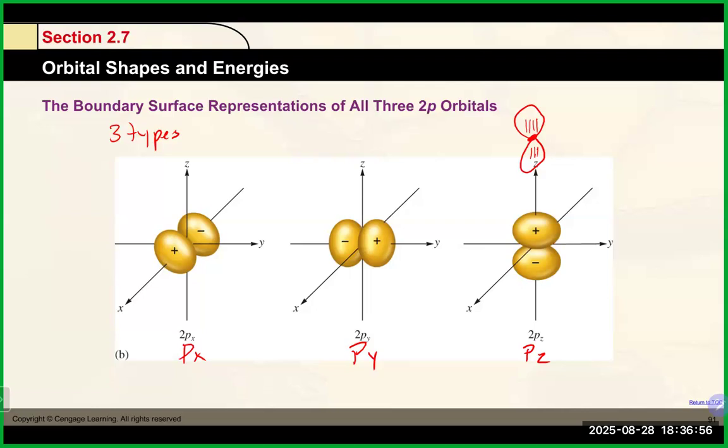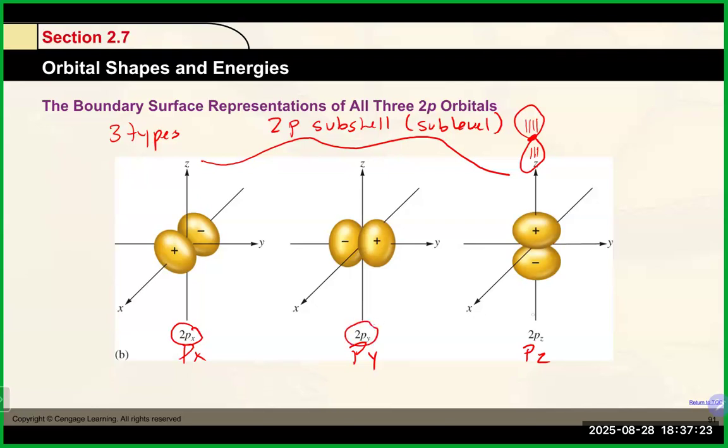Now, one of the things that we sometimes come across is when you have more than one orbital on the same energy level, that's the same type of orbital. If you take all 3 of these orbitals together, this is sometimes referred to as the 2p subshell or sub-level, depending on your book. And it's a 2p because we happen to be on the second energy level here, and n is equal to 2 in this case.